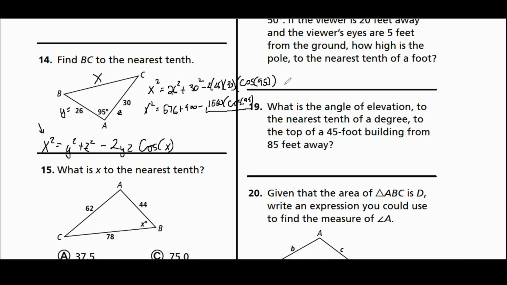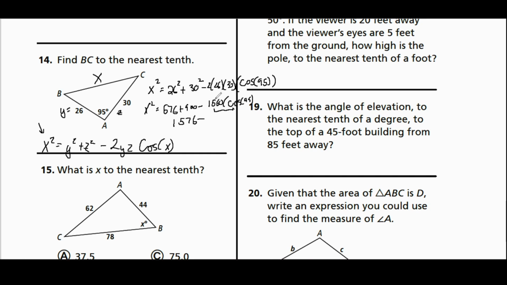No, I don't want to do that because cosine of 95 is irrational. I want to combine these two. Sorry. This is going to be 676 plus 900. That gives me 1576. Now here's where you're going to make your mistake. This is 1560 times something, so I can't do my subtraction yet.